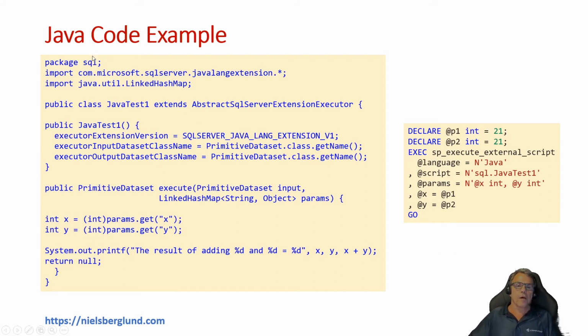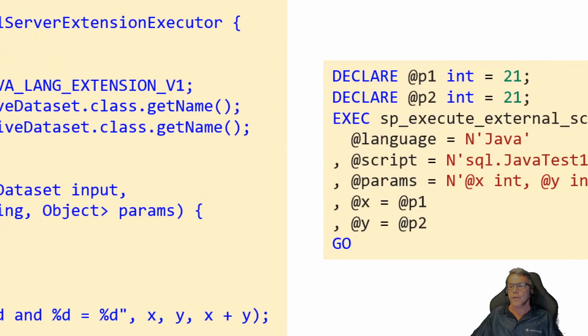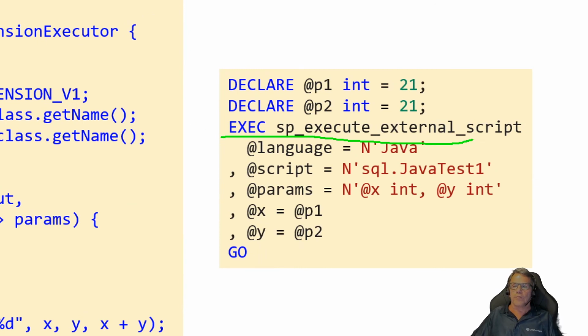Here we are extending this class from the SDK. We are setting some parameters. Then we get into the execute method, and we do our work. We execute it like what we see here: execute external script, saying it's Java. This script defines the Java package and the class Java test1, and that will cause Launchpad and other services to call into the execute method in this Java test1.